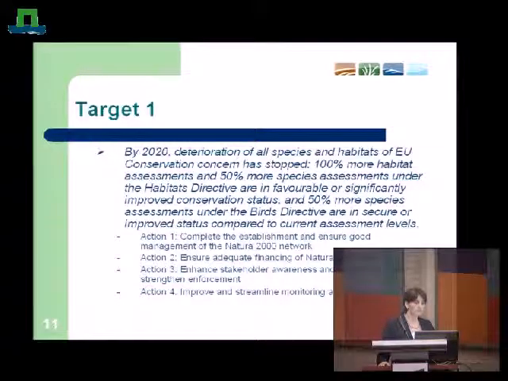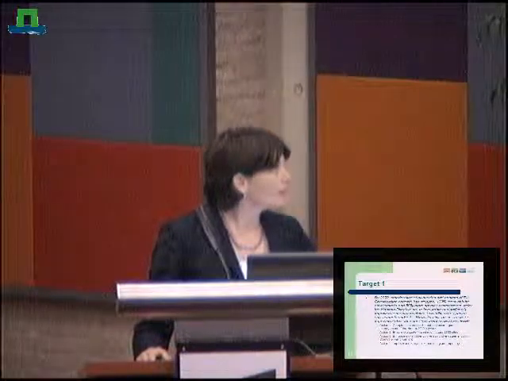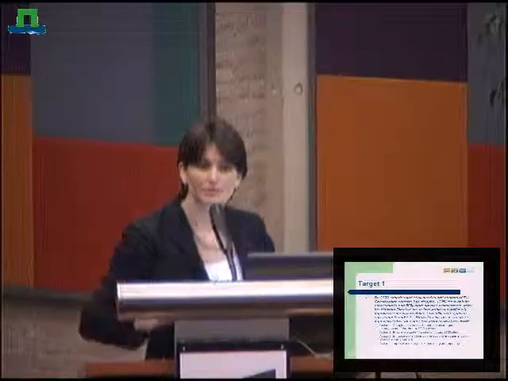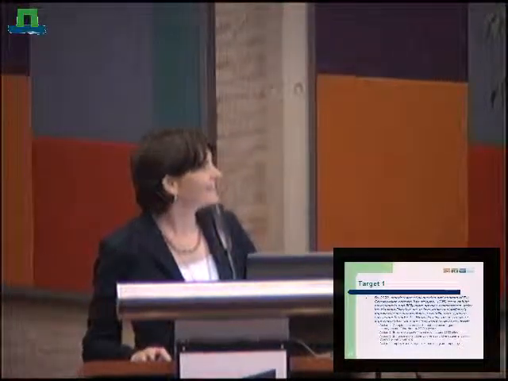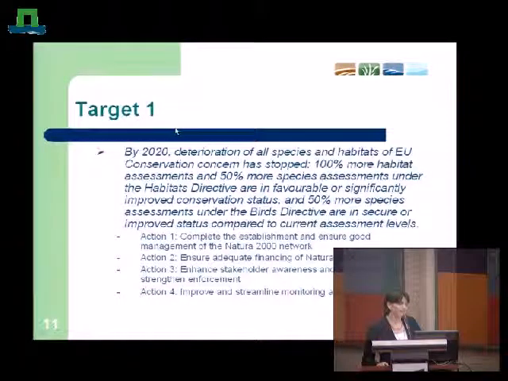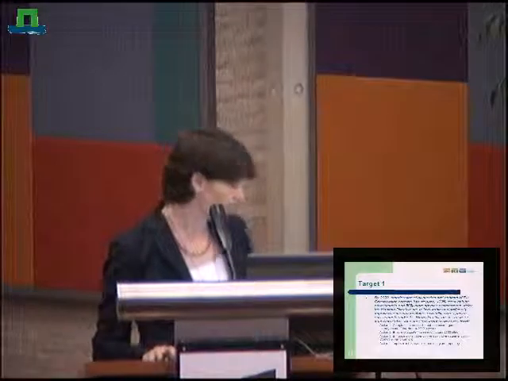The first target is recognizing that biodiversity has an intrinsic value, and as I said, there's existing legislation in the EU to implement that. So this is about stepping up the implementation of the nature directives, with the recognition that, of course, the Natura 2000 network will deliver ecosystem services, but this is really about the intrinsic value of biodiversity.